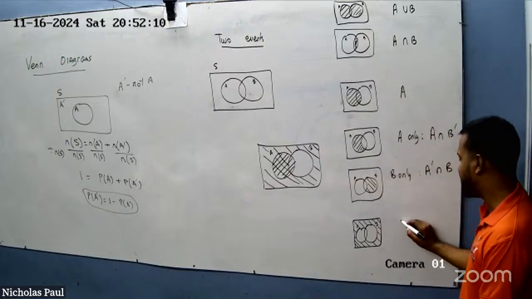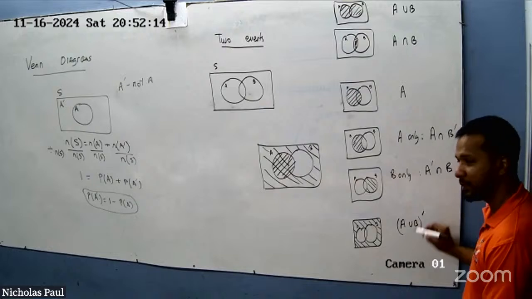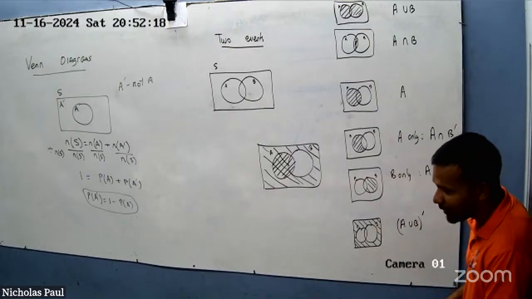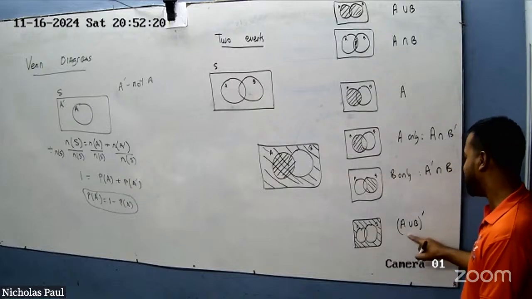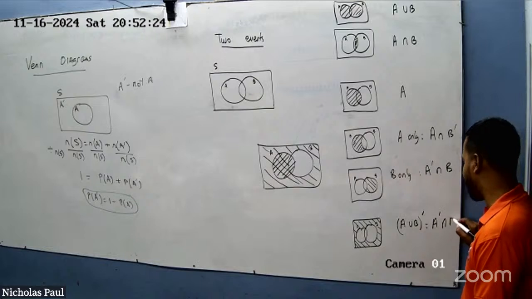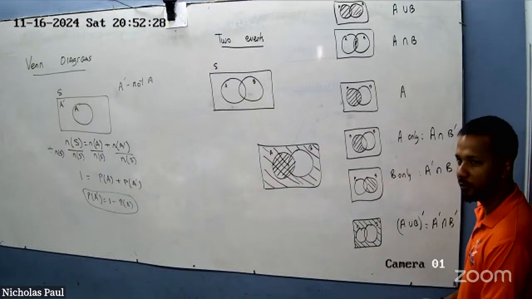So can I say A union B complement? No, not the same thing. It is not the same thing. Or you could also say this: A complement intersects B complement.